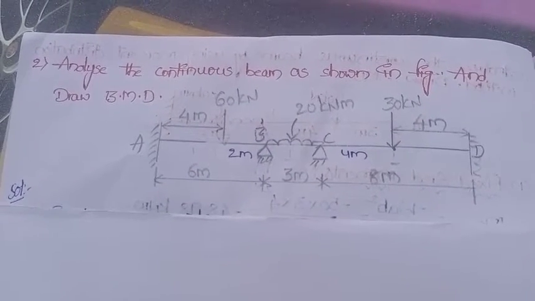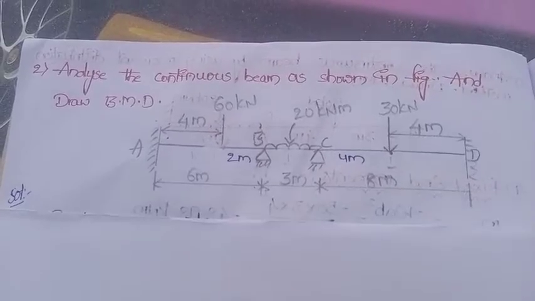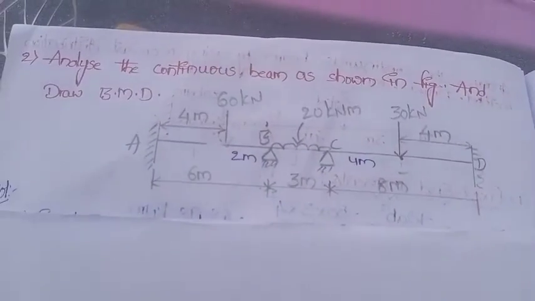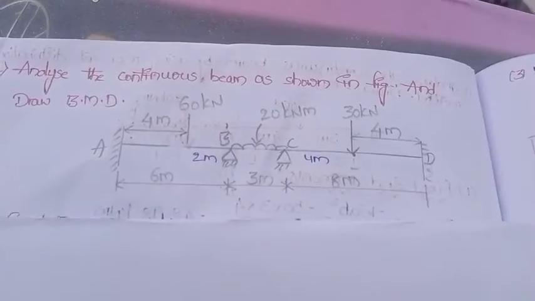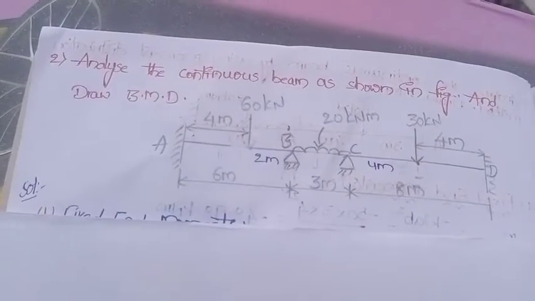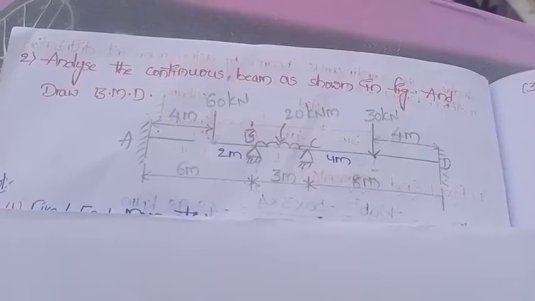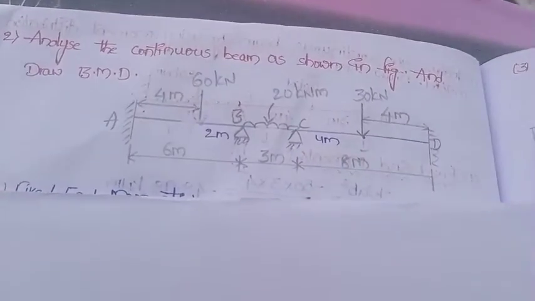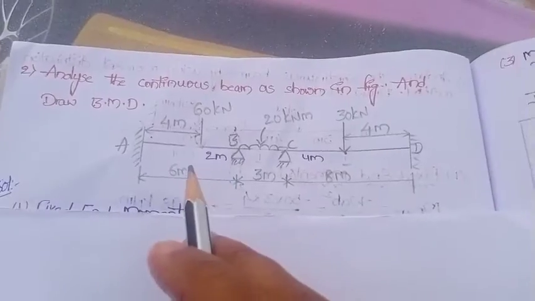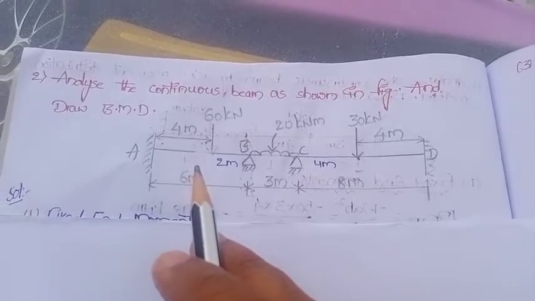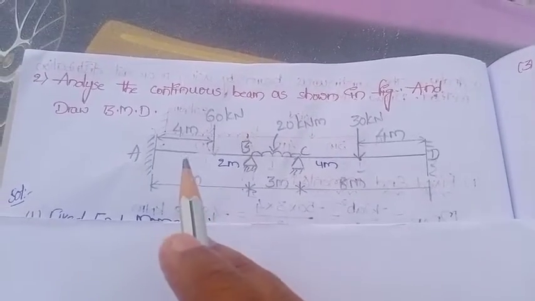Hello everyone. We are discussing: analyze the continuous beam as shown in the figure and draw the bending moment diagram. So this is the second problem in the moment distribution method. Here the continuous beam is given.